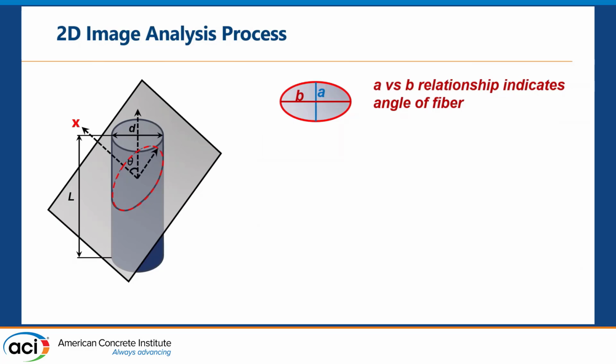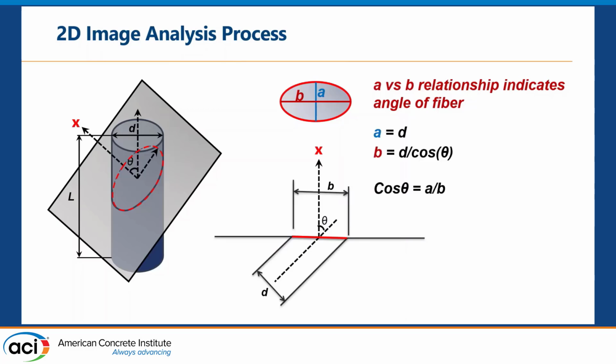So in our analysis, we idealize the fibers as cylinders with diameter D and length L. Direction X here is normal, perpendicular to the cut plane. So on the cut plane, each fiber will have an elliptical shape. What we can measure is the minor axis A and the major axis B. And what we want to understand is, based on A and B, can we calculate the angle of the fibers?